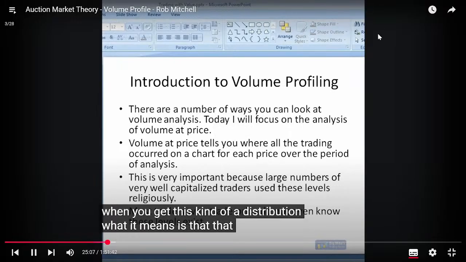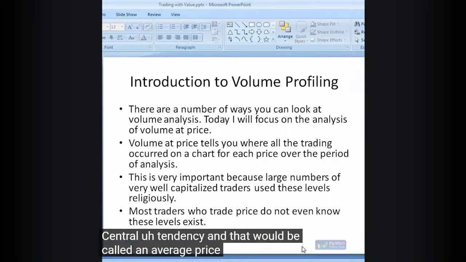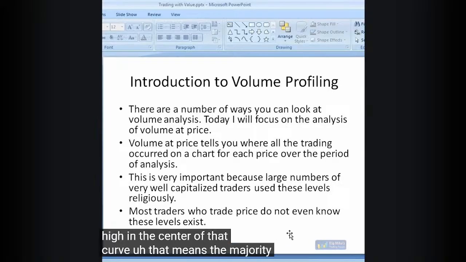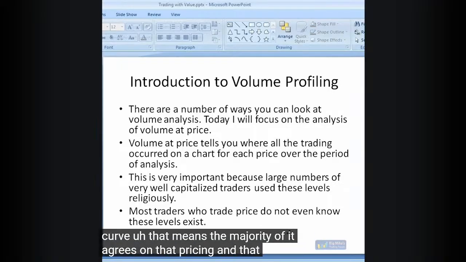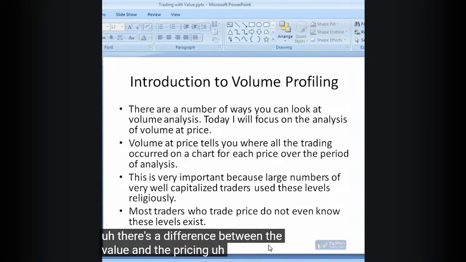what it means is that there's agreement about the pricing at that central tendency, and that would be called an average price. Because the volume is very high in the center of that curve, that means the majority of it agrees on that pricing, and that is what we call value. There's a difference between value and pricing, and the example of that is anybody who goes out to shop a deal: there's a difference between value and price. The price is what it's being advertised for. Price is simply an advertisement.